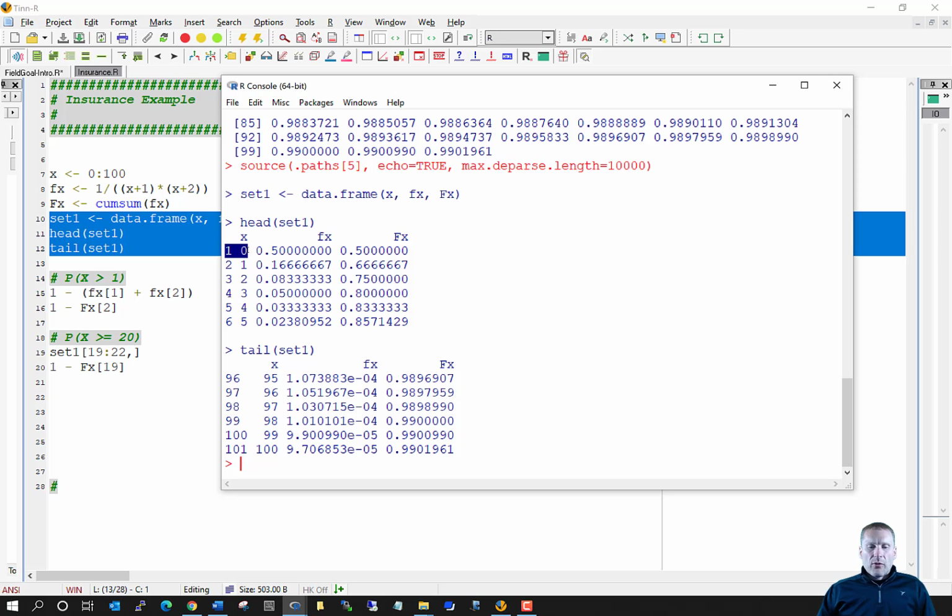So as we saw before, when x was equal to 0, little f of x was 0.5. Capital F of x is 0.5. And you can see for this CDF column here, capital F of x, how it's accumulating the elements in this second column for little f of x as it goes along. And once we get it to about x equal 100, capital F of x is fairly close to 1.